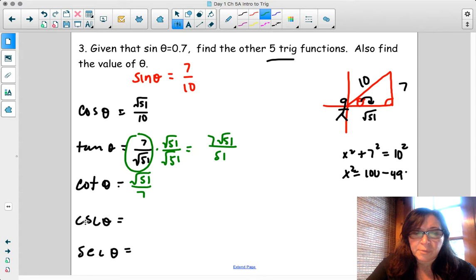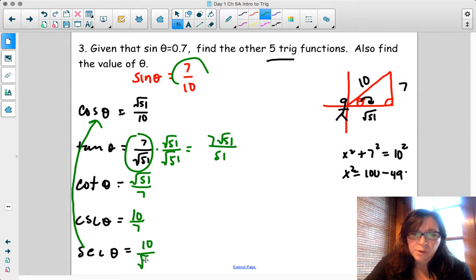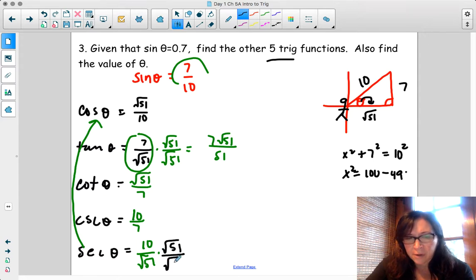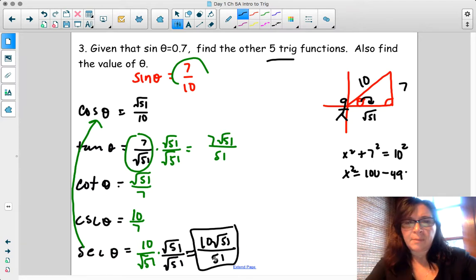Cosecant is the reciprocal of sine. So going back up here, that's going to be 10 over 7. And secant, being the reciprocal of cosine, will be 10 over the square root of 51. Again, don't leave the root on the denominator, so you multiply by whatever is on the denominator, which is root 51. And so I get 10 root 51 divided by 51. Sometimes these two numbers will cancel, and most of the time they won't.